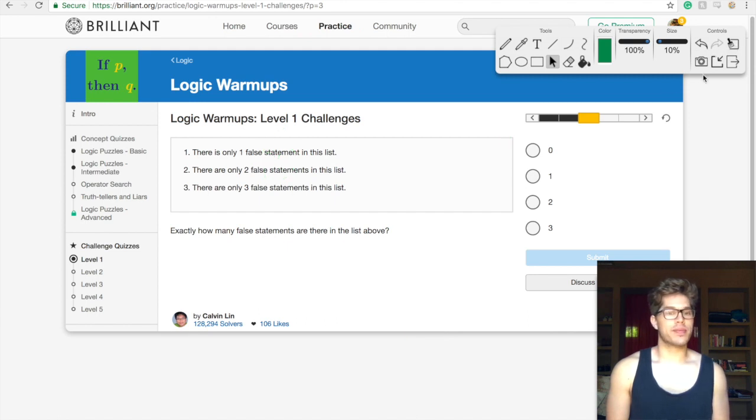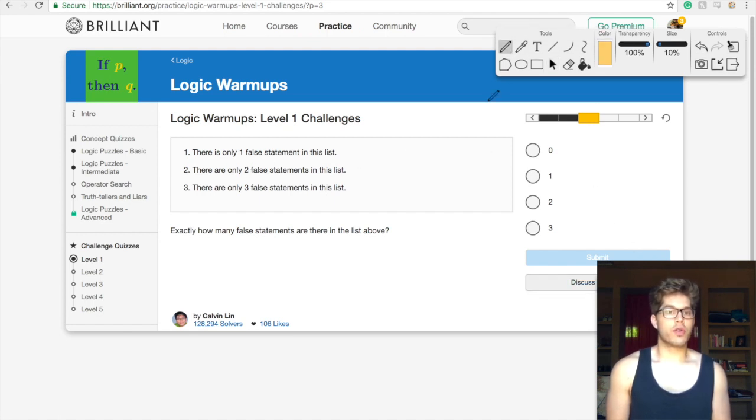Let's see this problem. There is only one false statement in this list. There are only 2 false statements in this list. There are only 3 false statements in this list. Exactly how many false statements are in the list above? Okay, well, let's do some thinking. Well, let's actually start at the bottom.